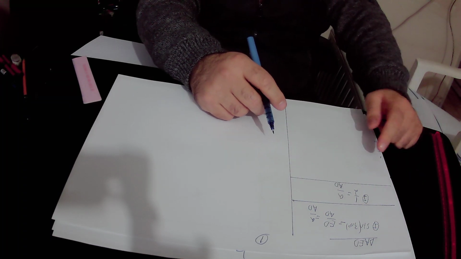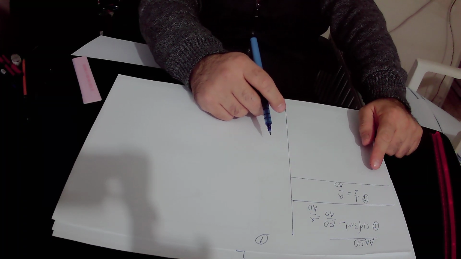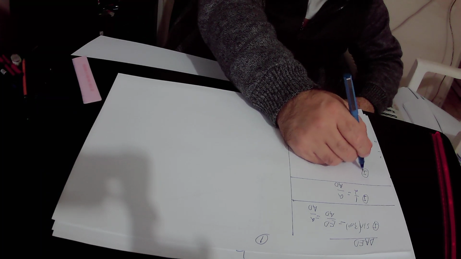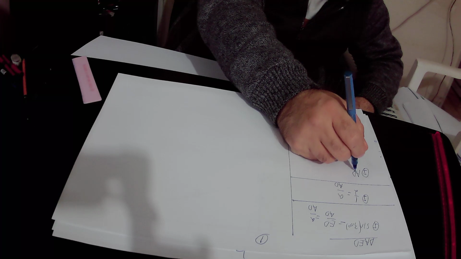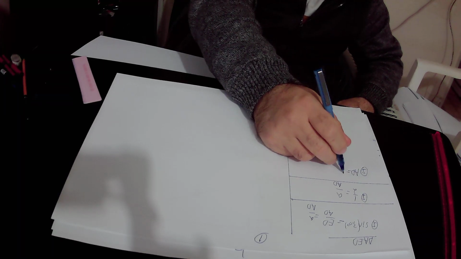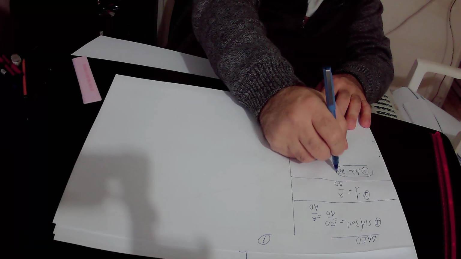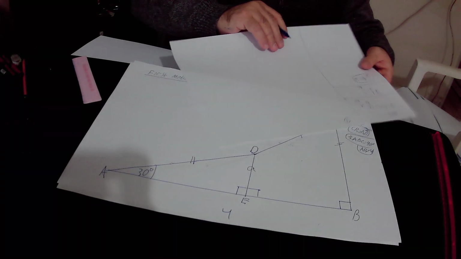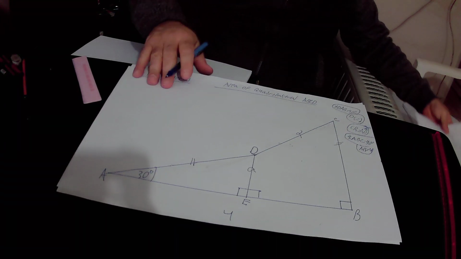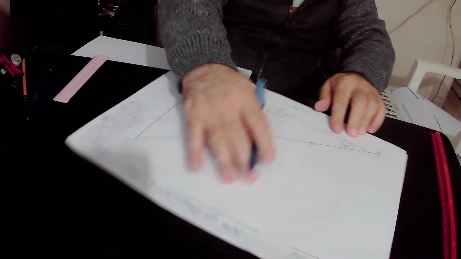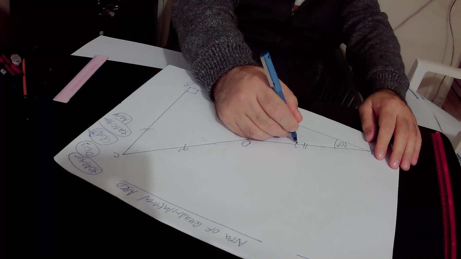Here we will cross multiply equation number 1, and we will get that AD equals 2 times A. So we found out that AD equals 2A. So we can write here that AD equals 2A.